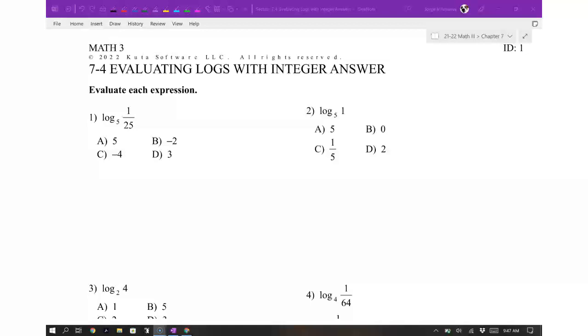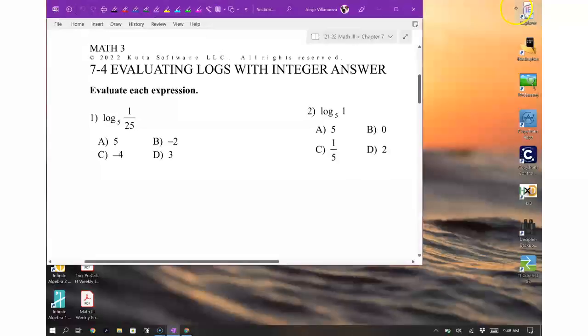All right, so section 7.4 is evaluating logs with integer answers. It should say answers, but we should probably say integral answers, but there you go. So we're just going to basically try to figure out what is log base 5 of 1, or log base 5 of 1 over 25, or log base 2 of 4. Like, what is that, right? So in order to do that, we have to remember a couple little things, okay?